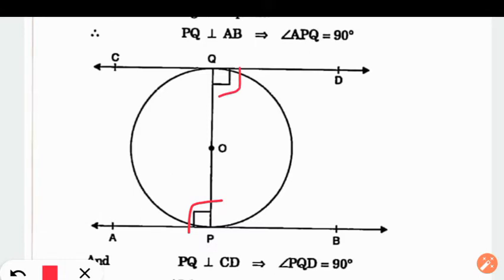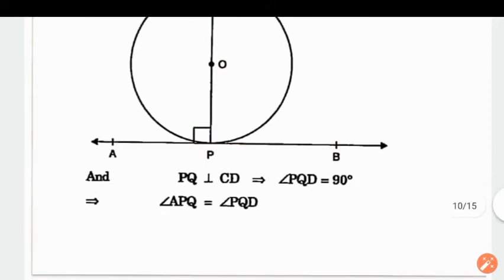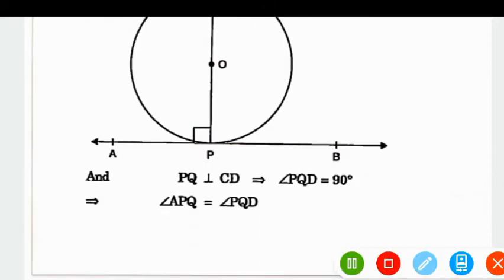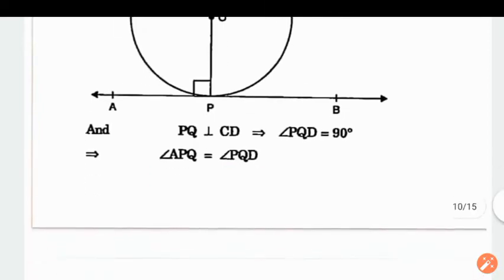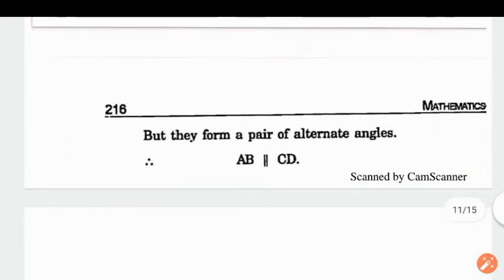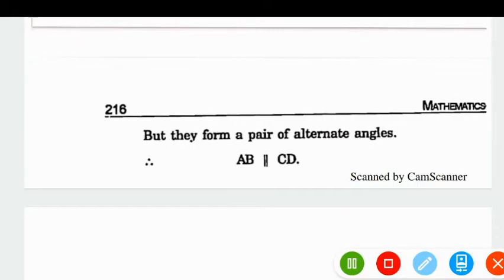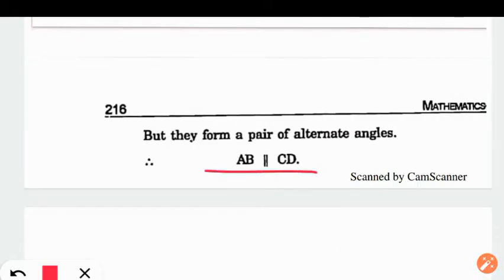1, that the tangent and the line through the center and the point of contact both make 90 degrees, as we know according to theorem 1. So these two angles are equal, and we know that these two angles are alternate angles. Both are 90 degrees, that is why these two angles are equal. They form a pair of alternate angles. Since they are alternate angles, we can say therefore AB must be parallel to CD.